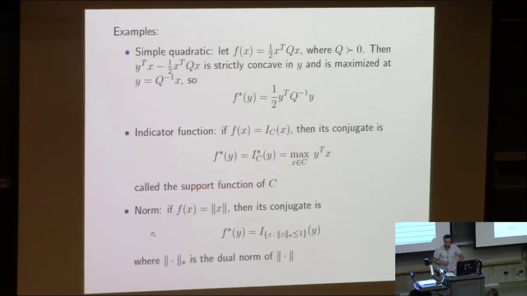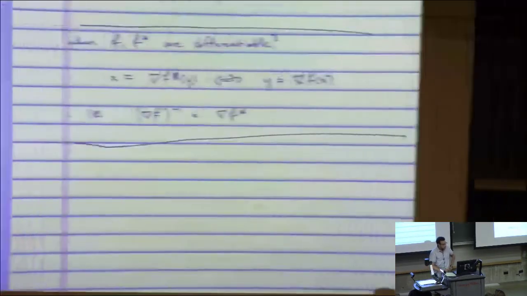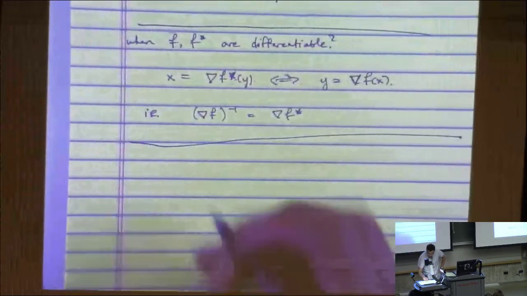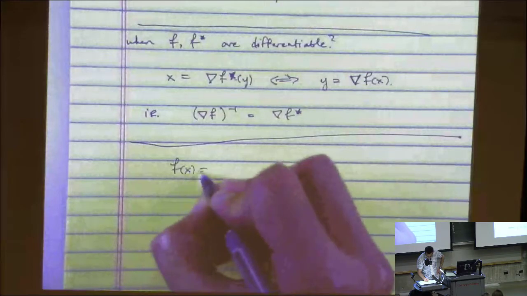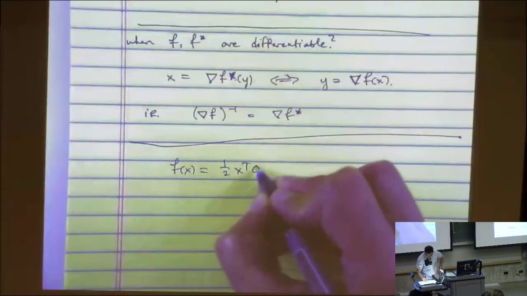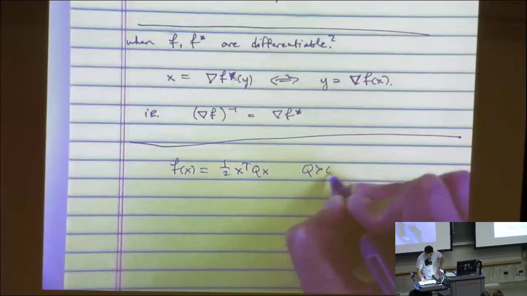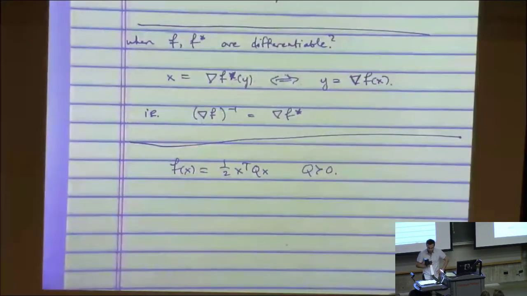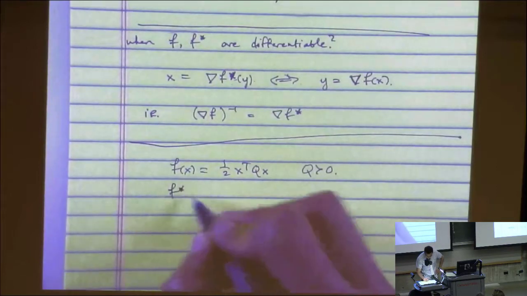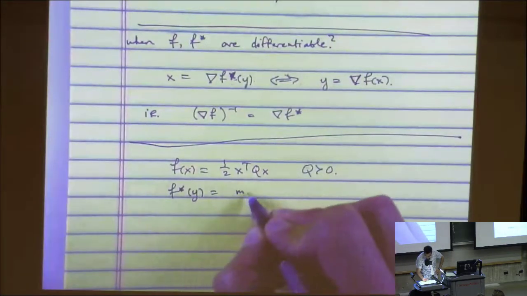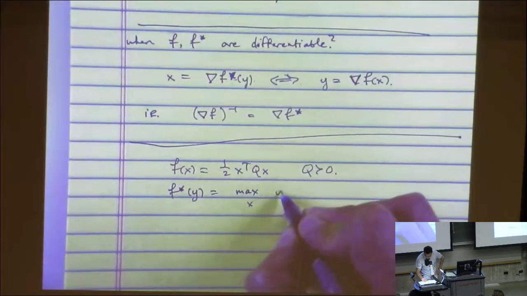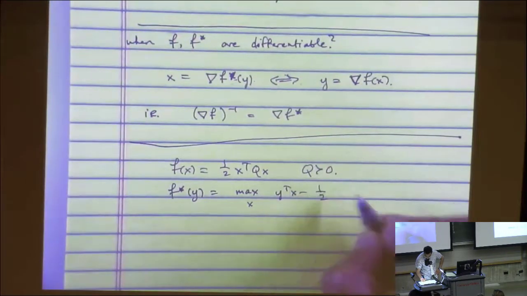So let's go through some examples of conjugate functions, and then we'll tie them to duality. Let's suppose that f is this quadratic, 1/2 x transpose Qx, where Q is strictly positive definite. So I have a convex quadratic for my function. f star of y I can write, by definition, as the max over all x of y transpose x minus 1/2 x transpose Qx.